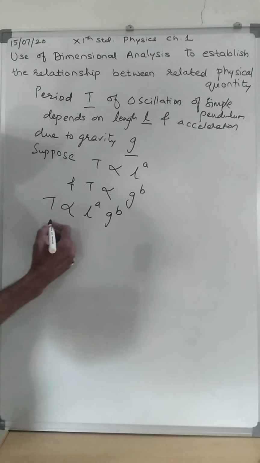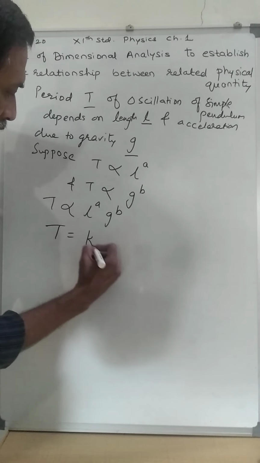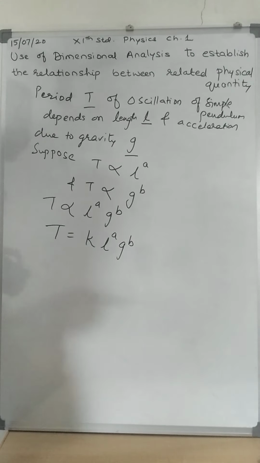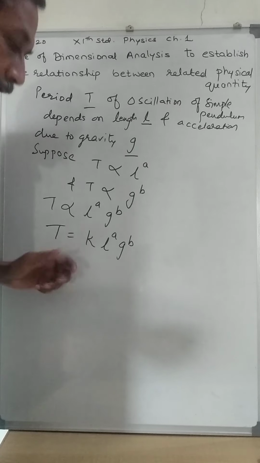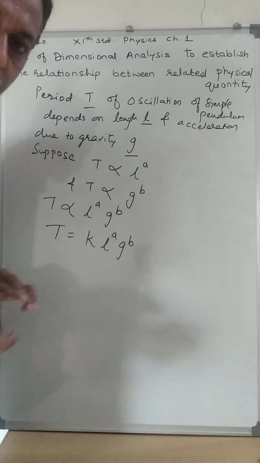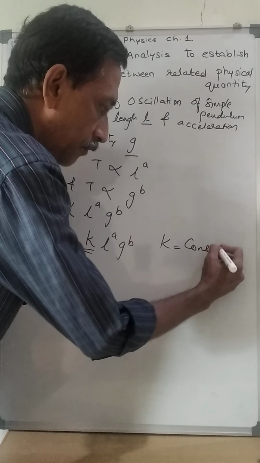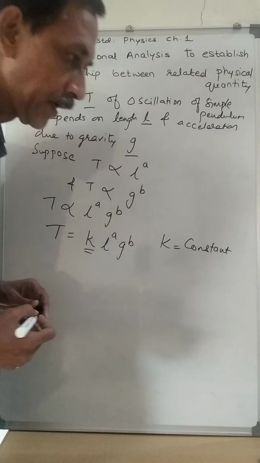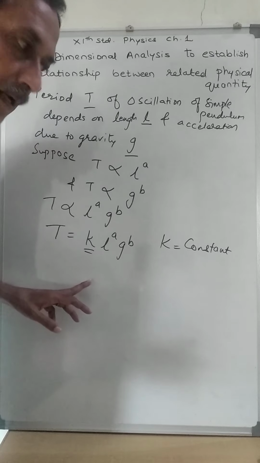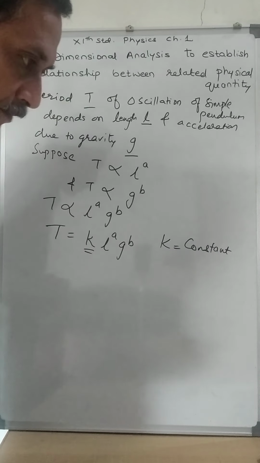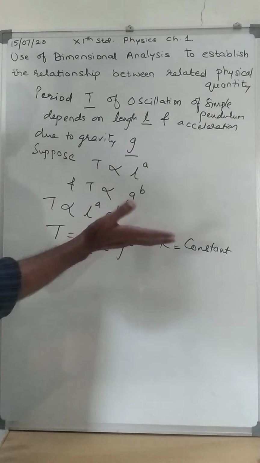Taking a constant of proportionality, we get T is equal to K, L raised to A, G raised to B, where K is the constant of proportionality, and it is a dimensionless quantity. A and B are rational numbers. Now we equate both sides.